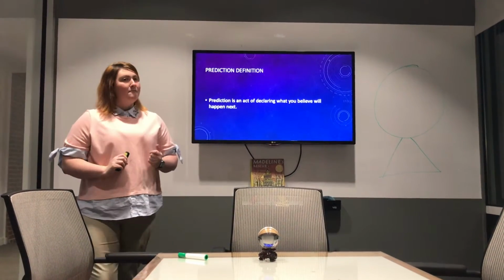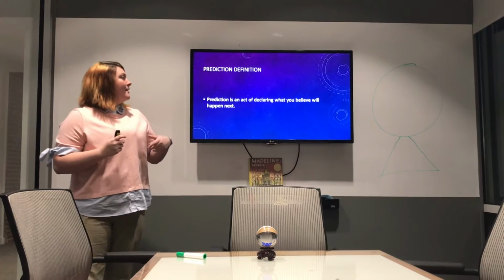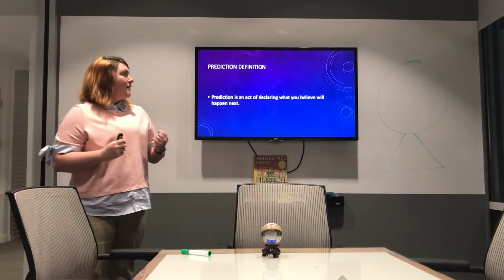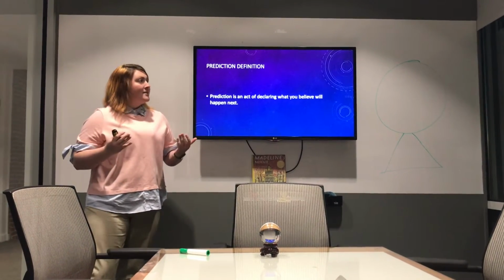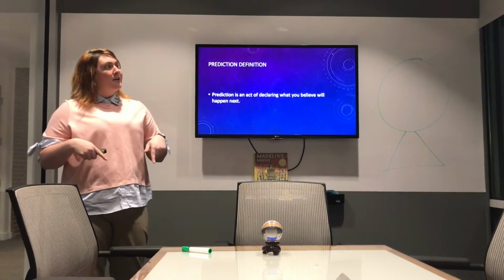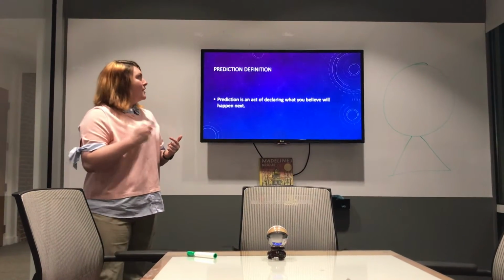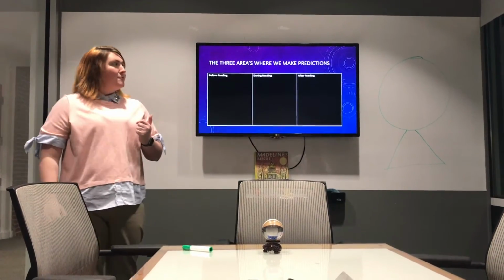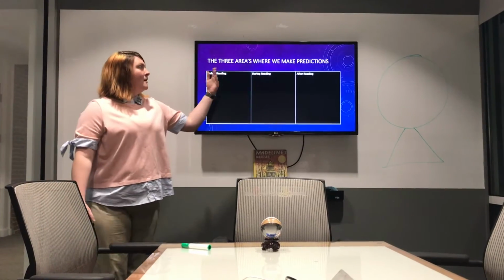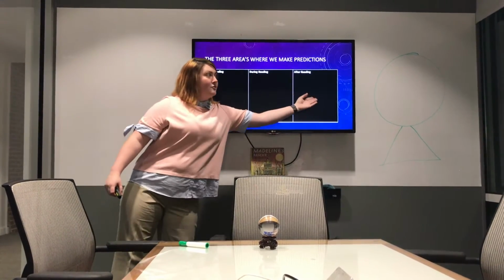So the definition of prediction for review is: prediction is the act of declaring what you believe will happen next using your prior knowledge and context clues in the story. The 3 areas where we make predictions are before reading, during reading, and after reading.